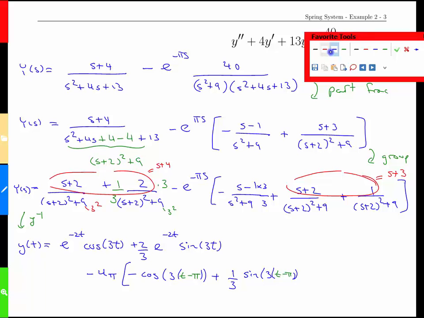And then we can move on to those last two terms, which are e to the negative 2t. These are similar to what we had before, except it's t minus pi times cos of 3t, but now it's t minus pi. And last but not least, we have the same 1/3 issue again: 1/3 e to the negative 2t minus pi sine of 3t minus pi.